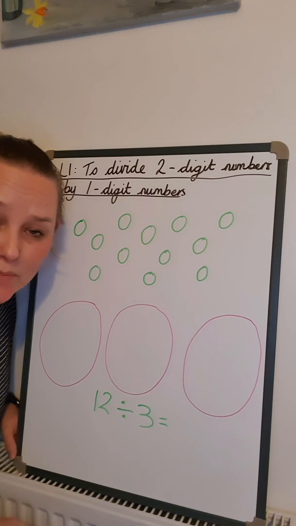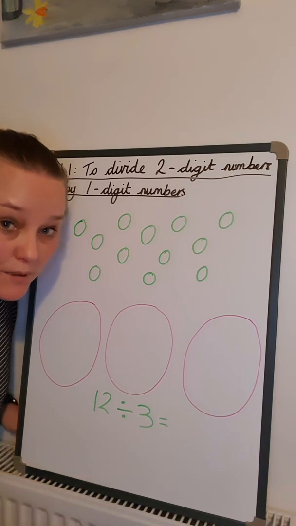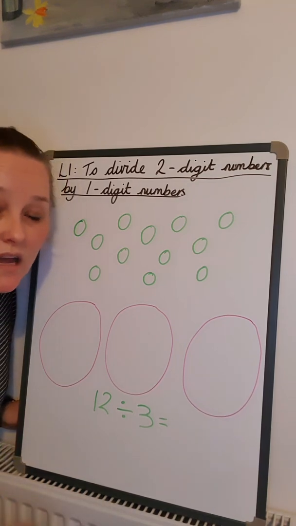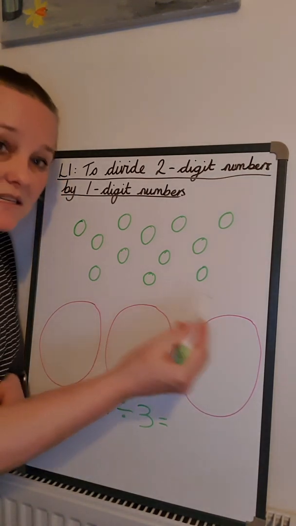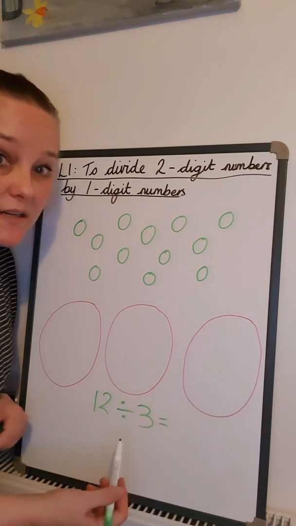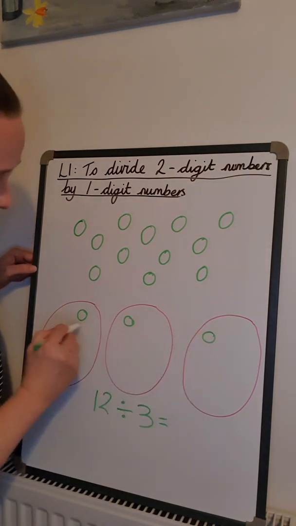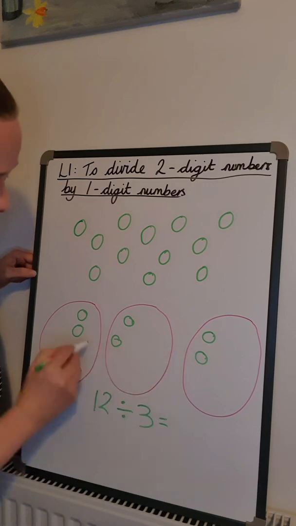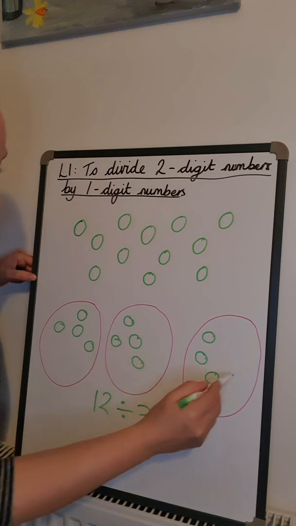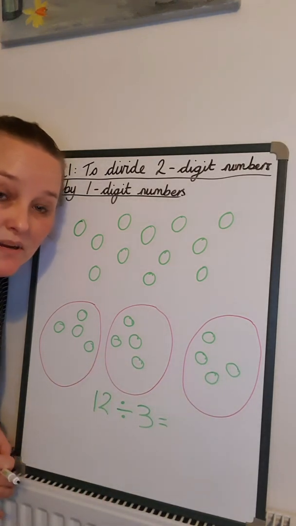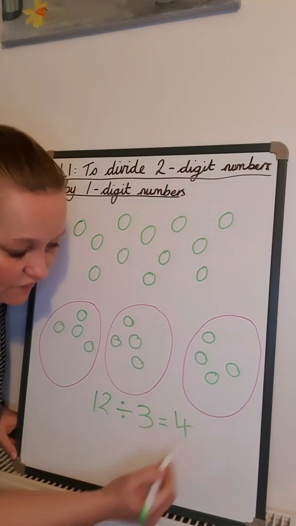They might be plates, they might be bags, they might be anything. So try and get that in your head. And if you want to use items to actually help you with this, use some pasta shapes, Lego blocks or something like that. That will help you do it, won't it? Okay, so let's see whether we can share these 12 equally between 3 groups. 1, 2, 3, 4, 5, 6, 7, 8, 9, 10, 11, 12. So we end up with 4 in each group. 12 divided by 3 is 4.